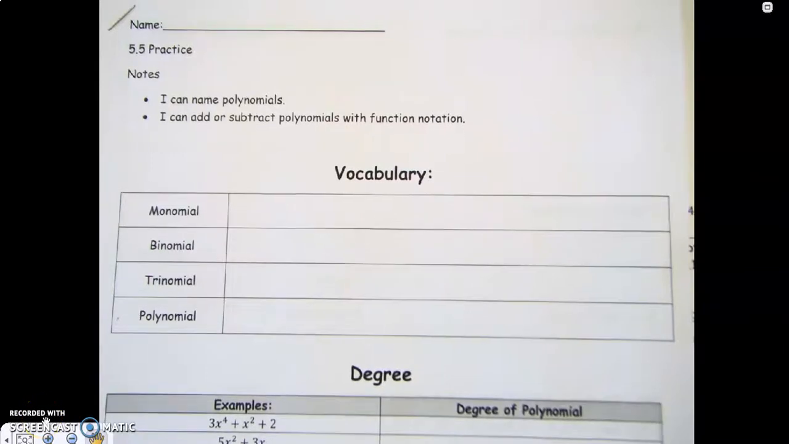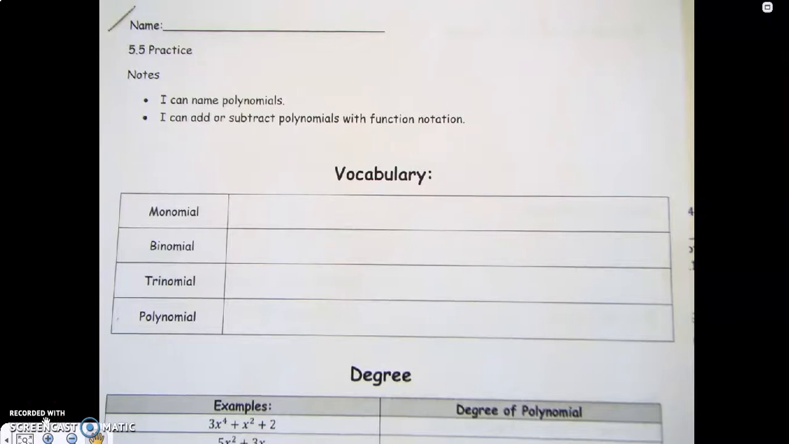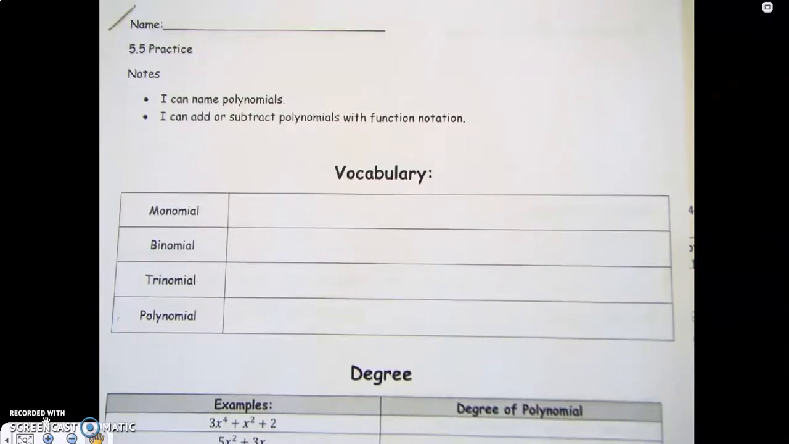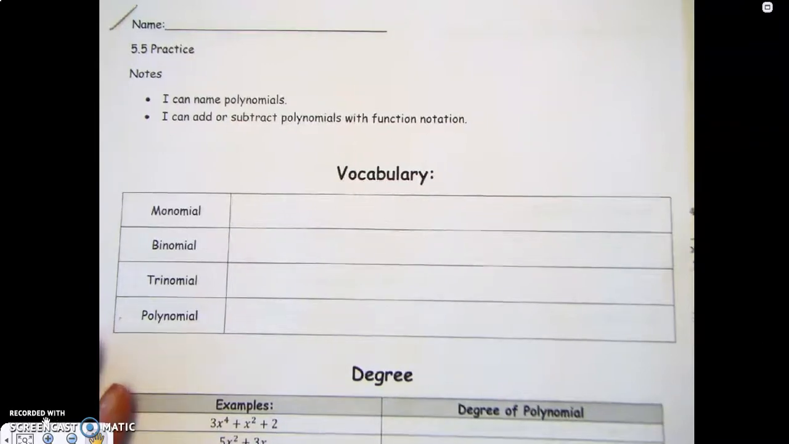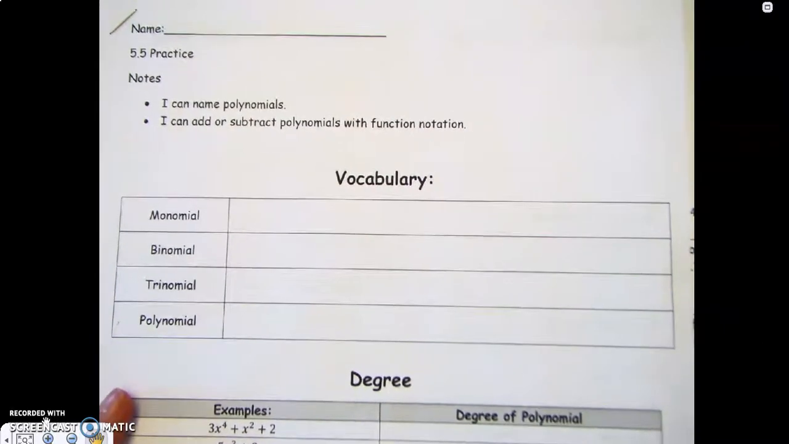Okay, so in this video, we're going to learn about what are called polynomials. That sounds like a crazy name, but I'm going to talk through what all those vocabulary words mean. And then at the end, we're going to add or subtract polynomials in function notation too. So first, let's talk about the vocabulary.